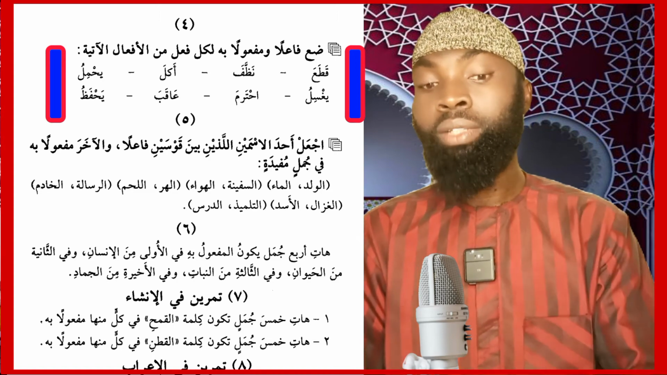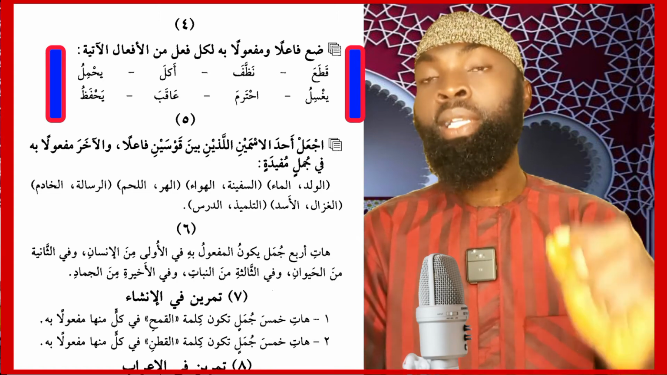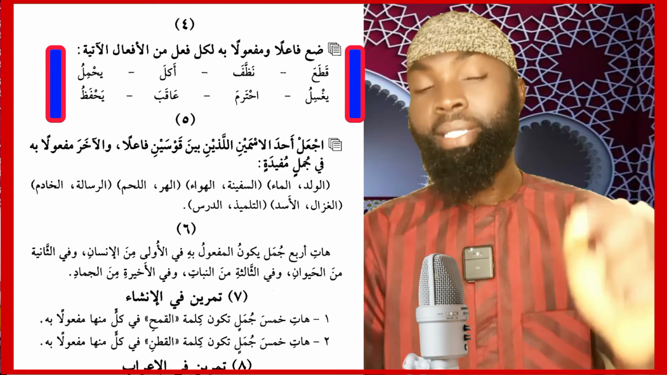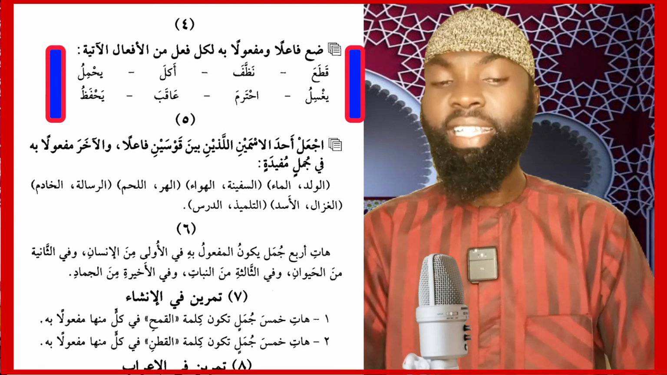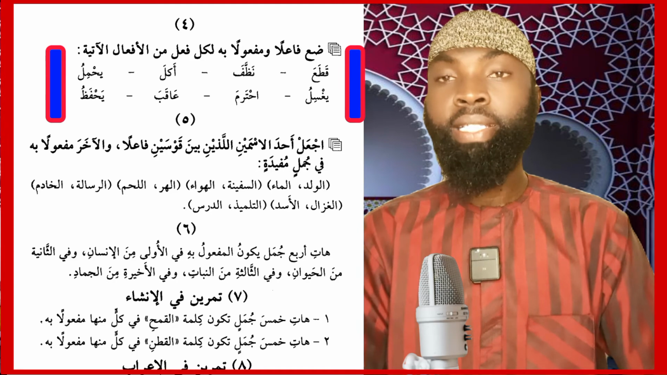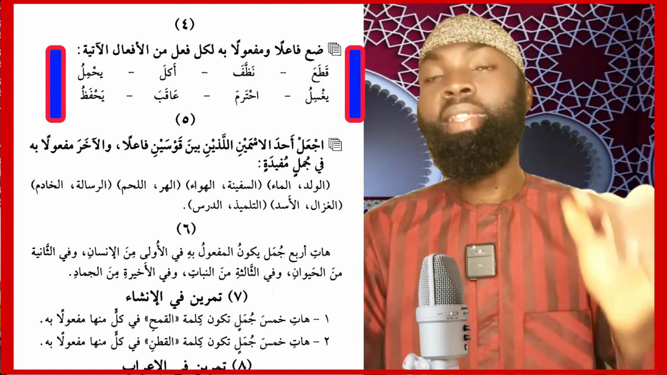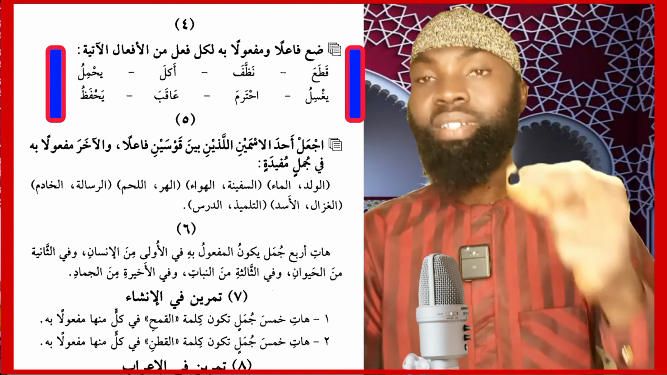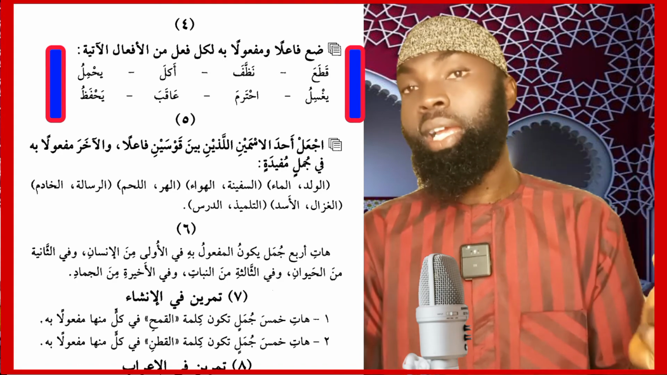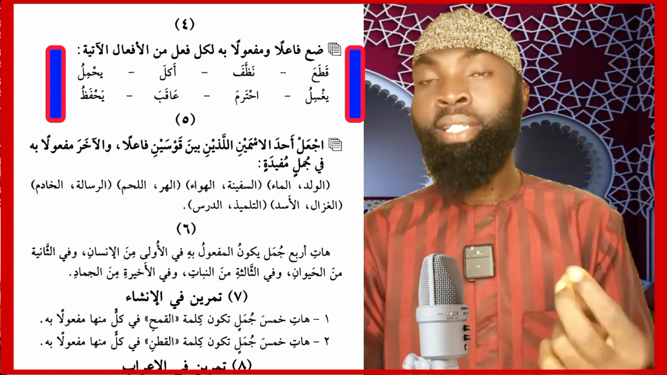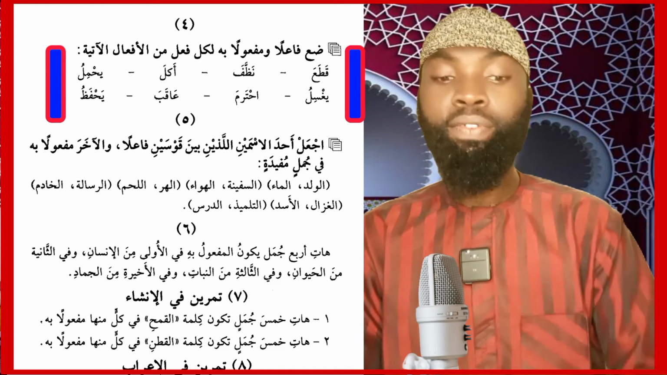So at-talibu fa'il, al-malabisa maf'ulun bih. The next we have ihtarama. We can say ihtarama talibu al-mudarrisa. The student honored or respected the teacher. The student here is the fa'il and the teacher al-mudarris is the maf'ulun bih.